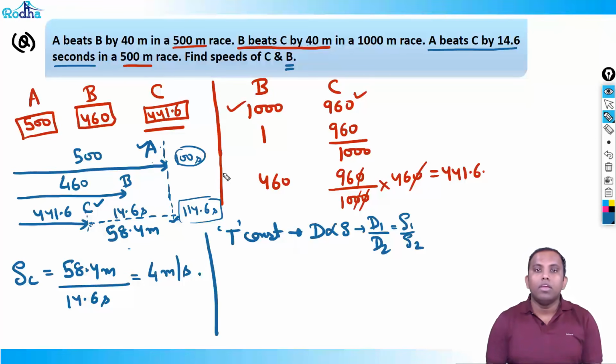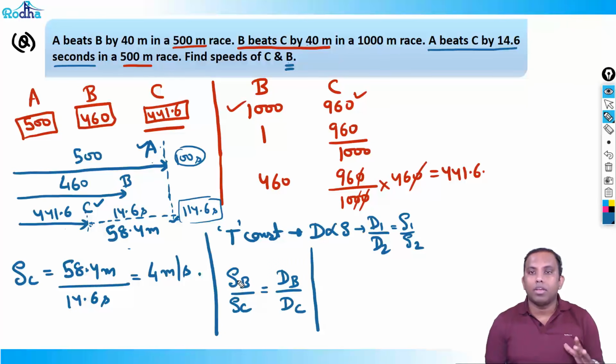So I can apply it here, since I need to find the speed of B and the speed of C is already found. The speed of B upon the speed of C is equal to the distance of B upon the distance of C. Now what is the speed of B? For a certain time, both have run some distance. B beats C by 40 meters in a 1000 meter race. That means when B runs 1000, C runs 960.